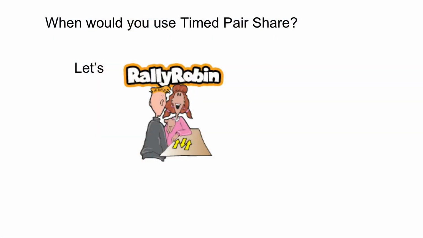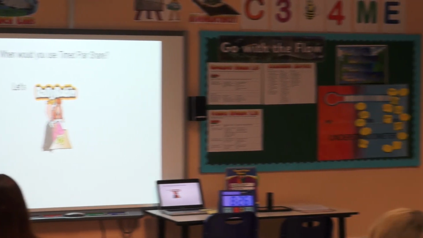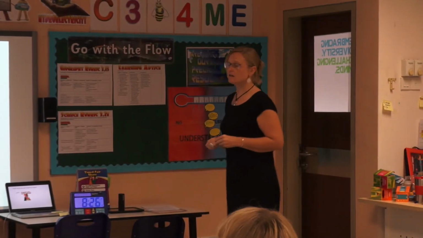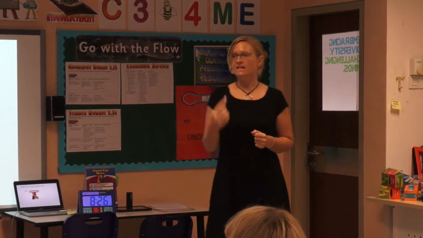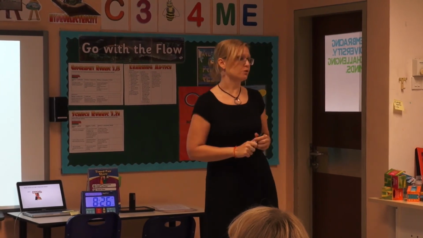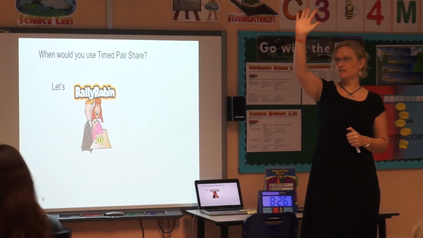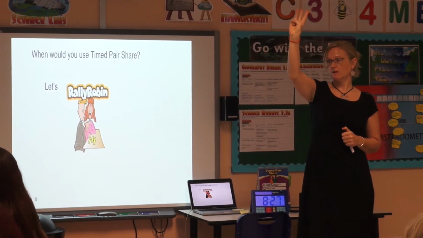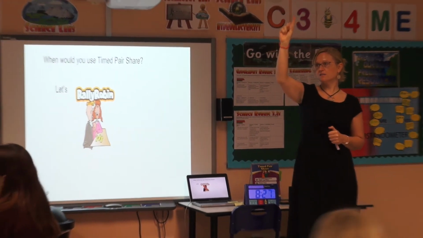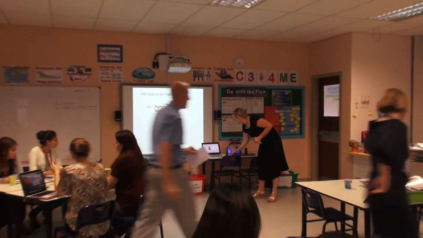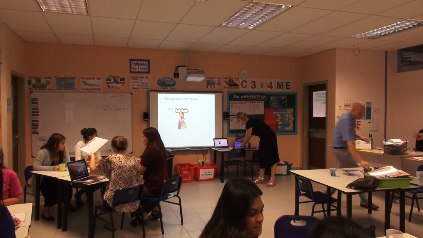Reflecting on our prior knowledge, when I say go, we're going to do a rally robin with your shoulder partner. B's are going to start. You will have 30 seconds. We're going to do a list of when would you use timed pair share. This is a think time. So starting with learner B, you have 30 seconds to rally robin.